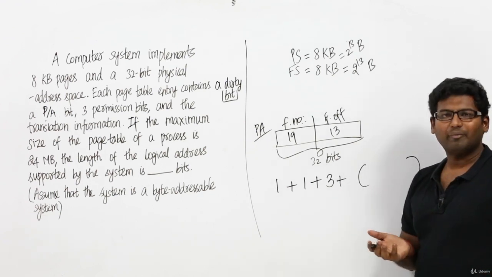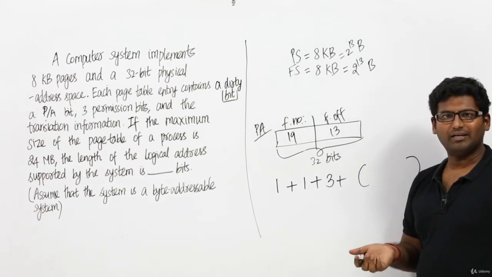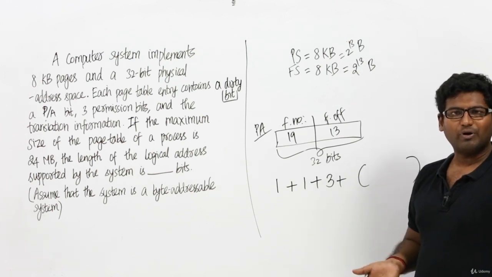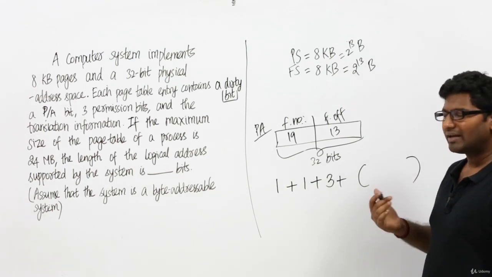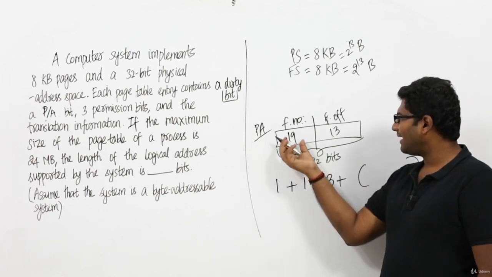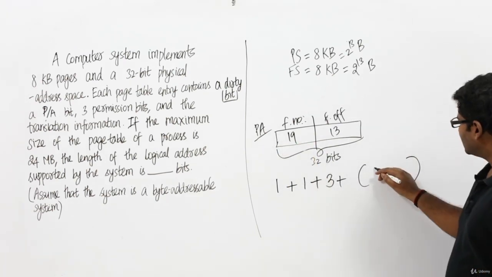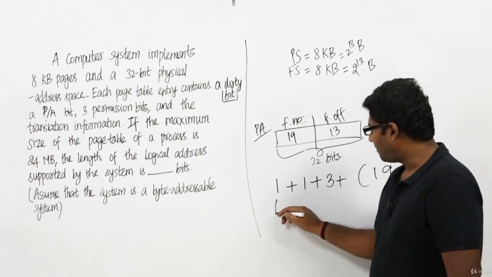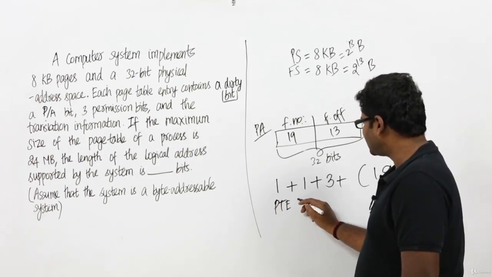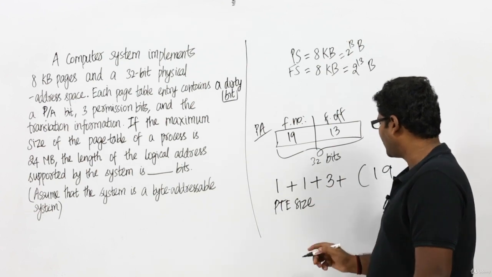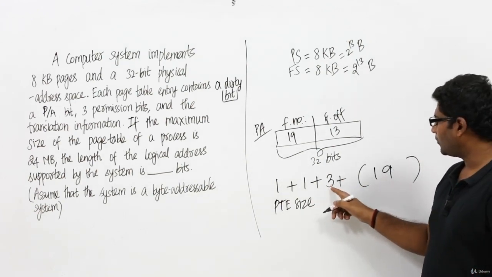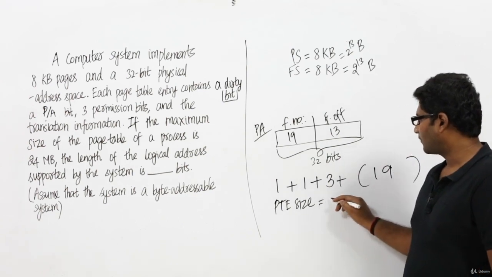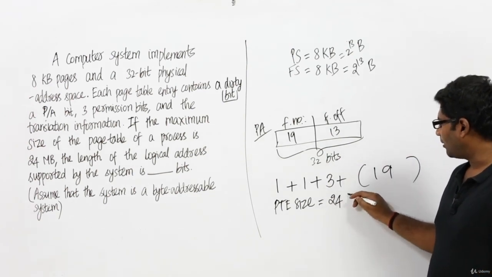Our translation information is nothing but the frame number field. It is going to indicate the frame number in which the corresponding page is present. Now, in order to indicate the frame number, we need 19 bits. We have computed it. So the page table entry size is 19 plus 3 is 22, 22 plus 1 is 23, 23 plus 1 is 24. So 24 bits.